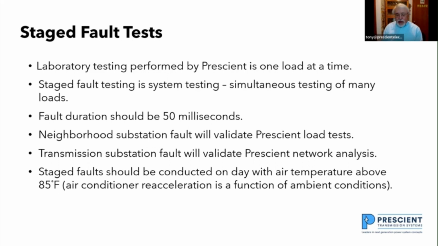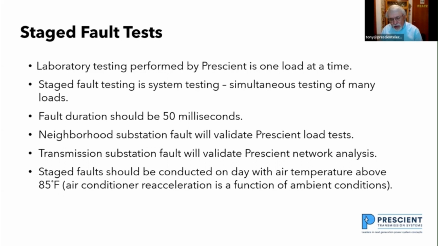And when you start thinking about things like that, you say, well, maybe it makes more sense to do stage fault testing. And if you're going to do stage fault testing, we're thinking you want to do them when you're above 85 degrees Fahrenheit. So that says to me, I'm not going to do a stage fault test in April. I'm actually going to do my stage fault tests in July or August.